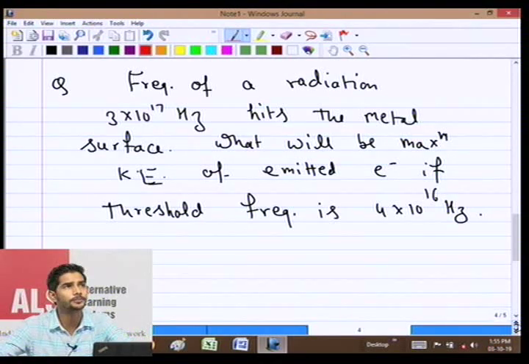Where is Nitish? Where is Nitish sitting? Is he absent today? Nitish? Okay, you are Nitish.